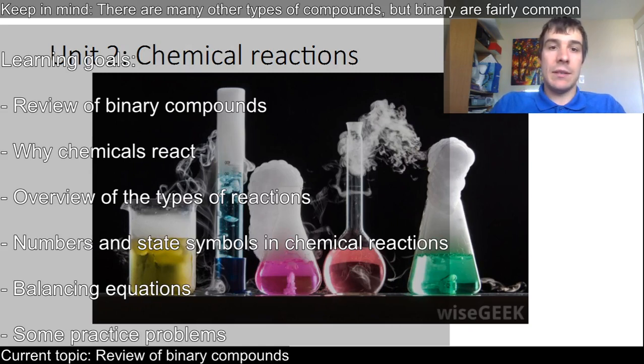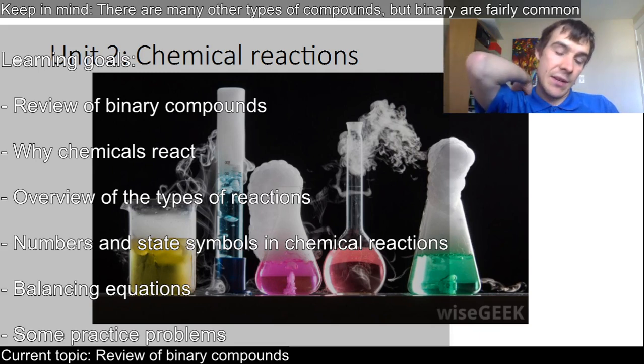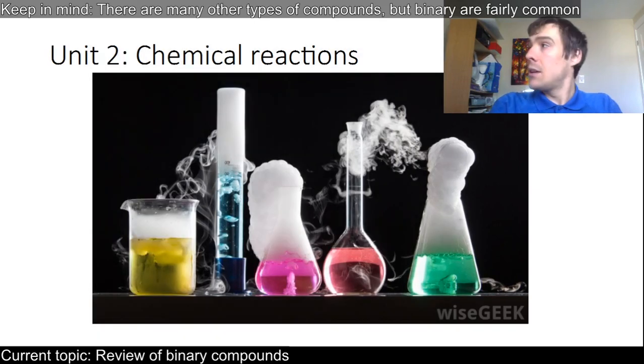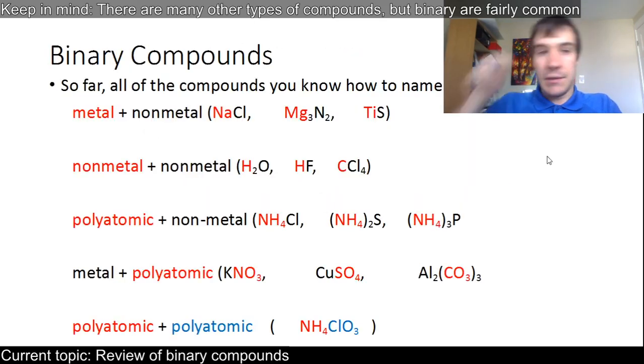Here's what we're going to do. Today we're going to do a review of binary compounds. We'll talk about why chemicals react. We'll do an overview of the basic types of reactions, some kind of grade 10 review. Then we're going to talk about numbers and state symbols and what they mean in chemical reactions. And then finally we're going to get to balancing equations and a review of why we balance equations and some practice problems.